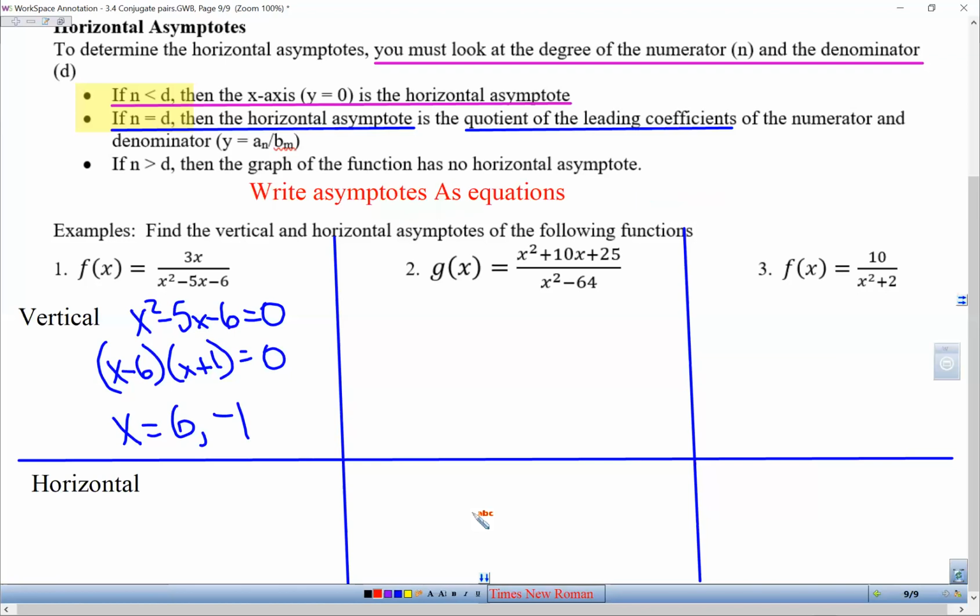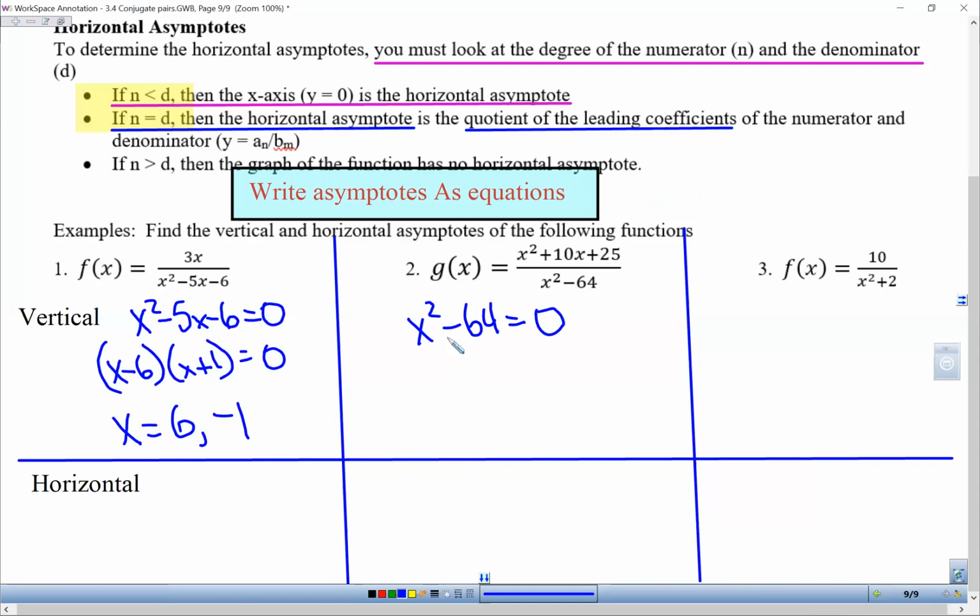All right. So let's take a look at number 2. I'm going to do all the verticals first, and then we'll come back and do the horizontals. So number 2, we got x squared minus 64. So again, we want to do x squared minus 64 equals 0. If we add 64 to both sides, we get x squared equals positive 64. And then we can use the square root method to solve. So take the square root of both sides. X will equal 8 and negative 8. So x equals 8, x equals negative 8. Those are our two asymptotes for function g in number 2.